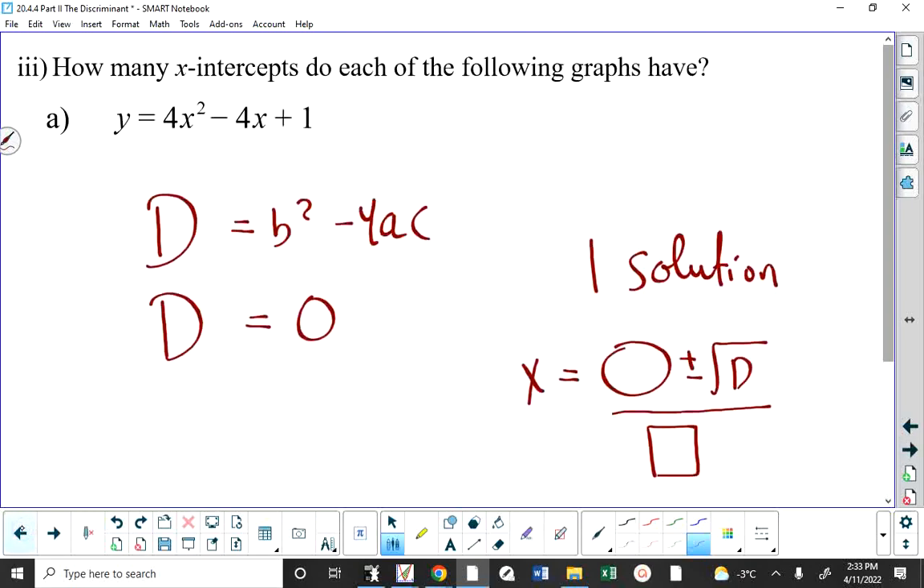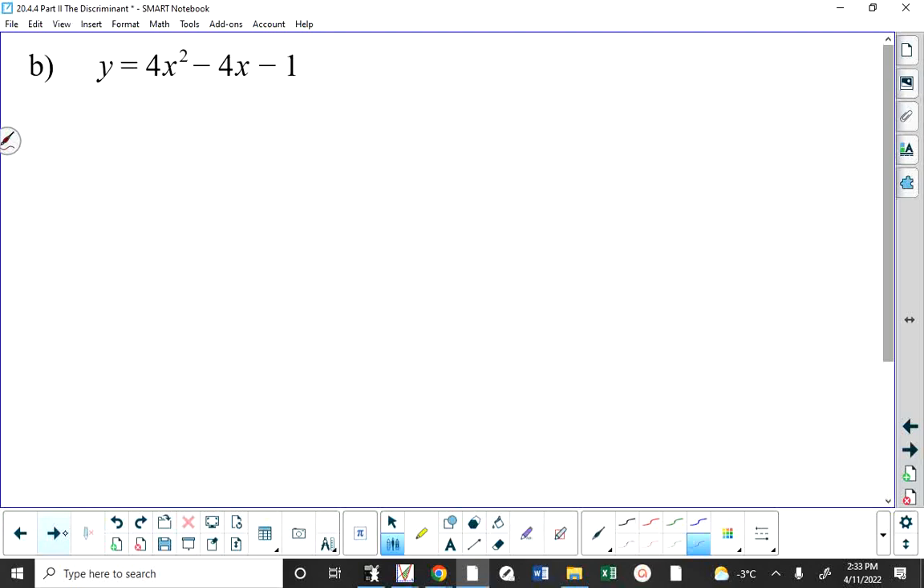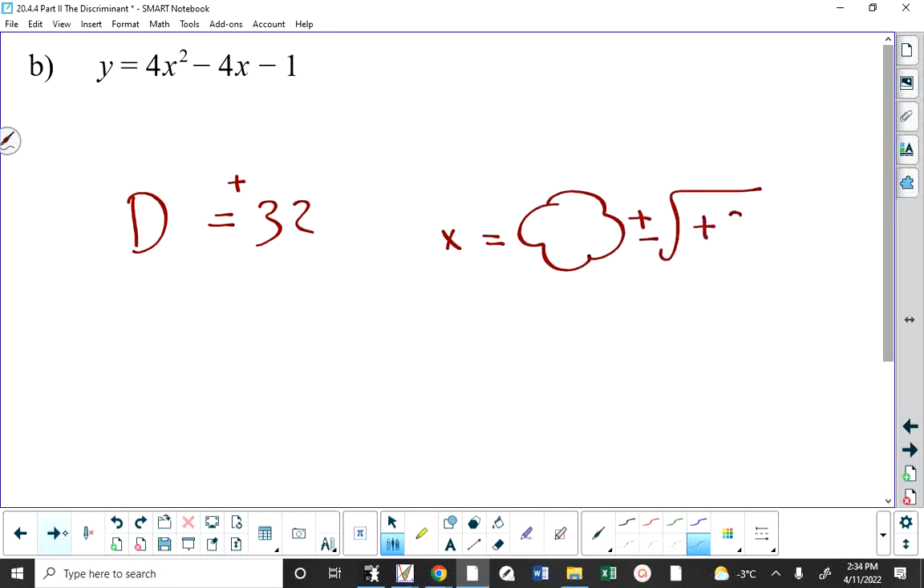Very, very similar to this one, isn't it? I want to say 32. b squared minus 4ac is 32, which is positive, which means you're going to have something in the quadratic formula plus or minus the square root of a positive number all over some other thing. Well, you're going to get 2 solutions because it's plus or minus.